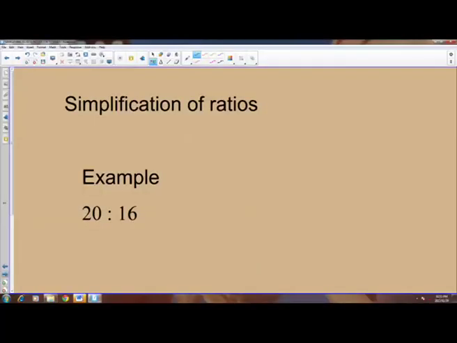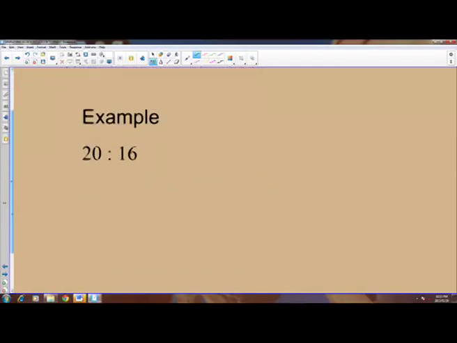It says simplification of ratios. The example is here, 20 to 16. Now remember, we are simplifying ratios. So it's a question of how do we simplify ratios. 20 to 16, this is a ratio. How do we simplify this? We look for the highest common factor of 20 and 16, then divide 20 by that highest common factor as well as 16.